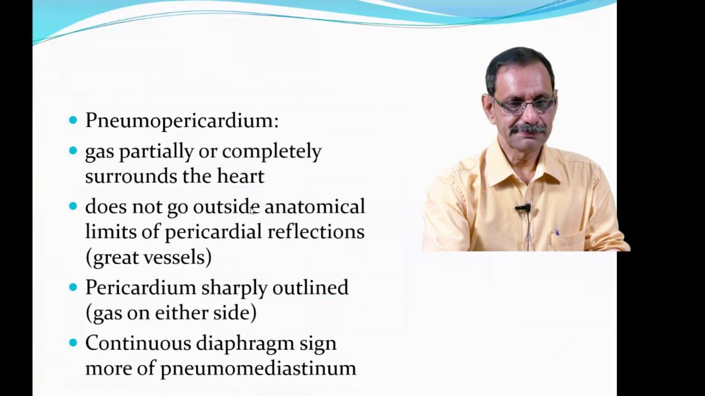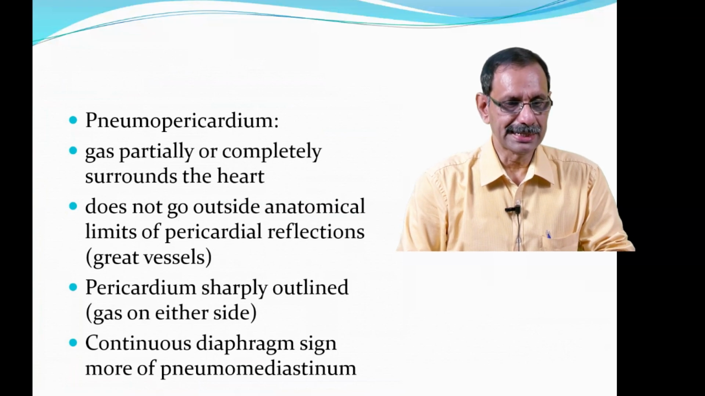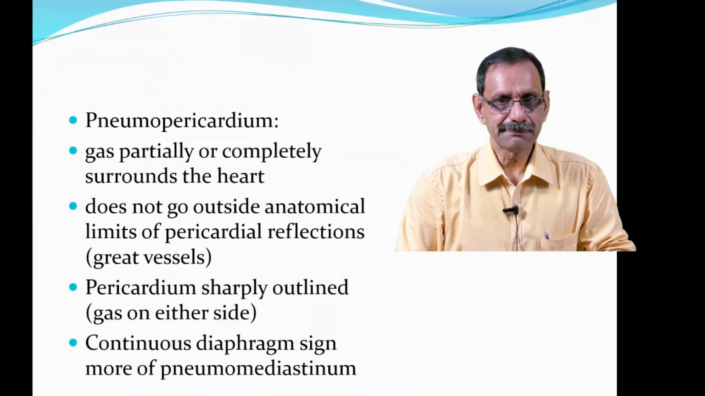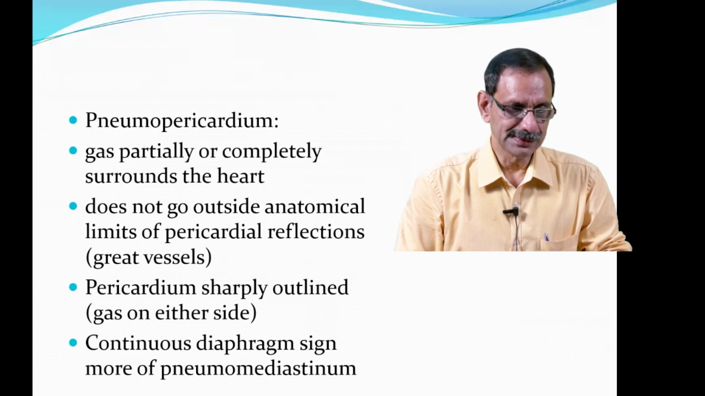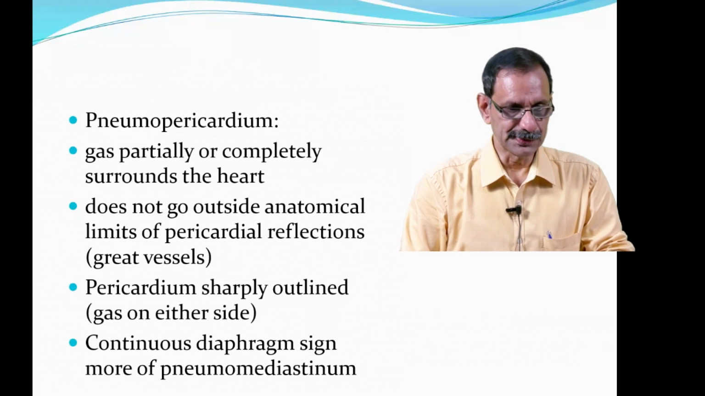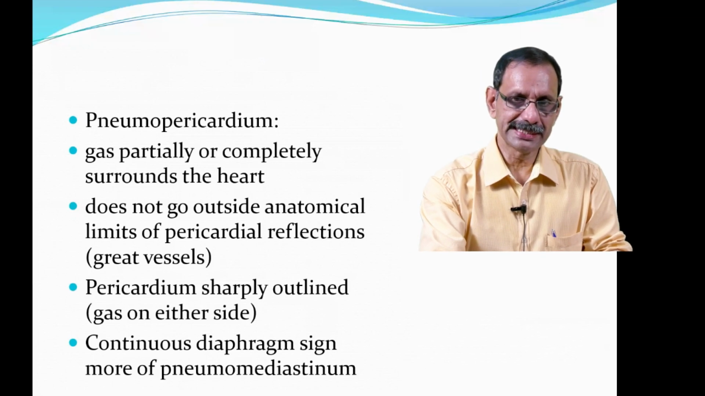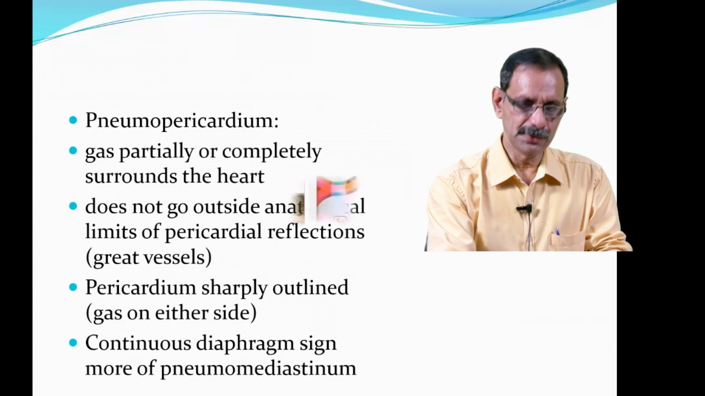Pneumopericardium has gas partially or completely surrounding the heart and does not go outside the anatomical limits of the pericardial reflections. That's what I said. And the pericardium is sharply demarcated. Why? Because there is gas inside, that is pericardial gas, and outside, that is the lung. So the pericardium stands out. The continuous diaphragm sign can occur in pericardial effusion also, but it is more typical of pneumomediastinum.